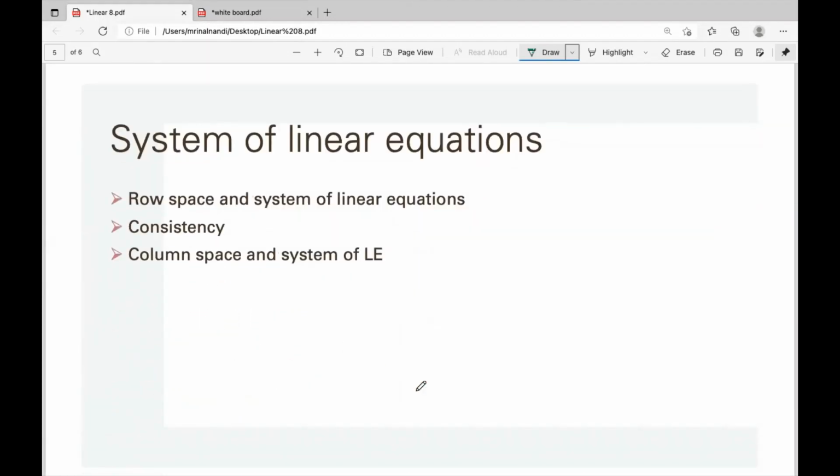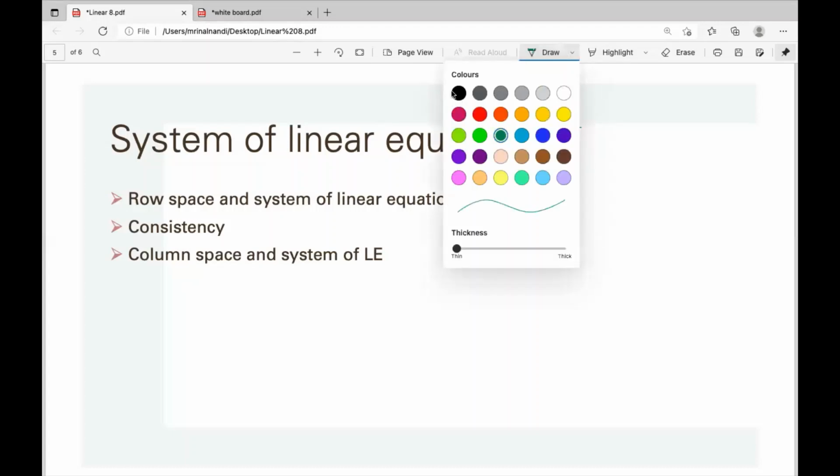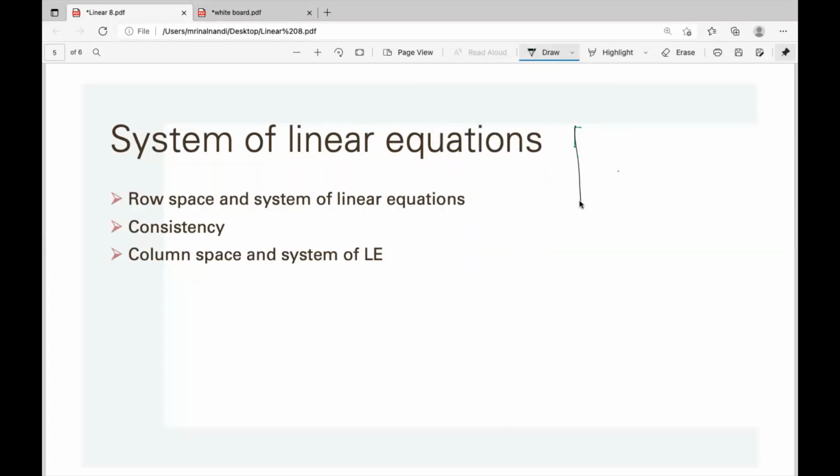Now, there's an important thing. What is the connection of all these things with the system of linear equations? How do you connect all these linear transformations, this row space, rank with the system of linear equations? Now think, what is the system of linear equations? You can write it in terms of matrix. It is Ax equal to some B.